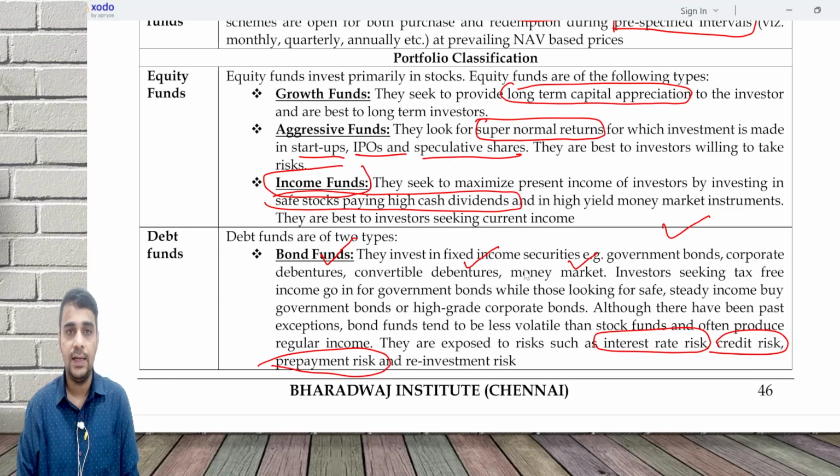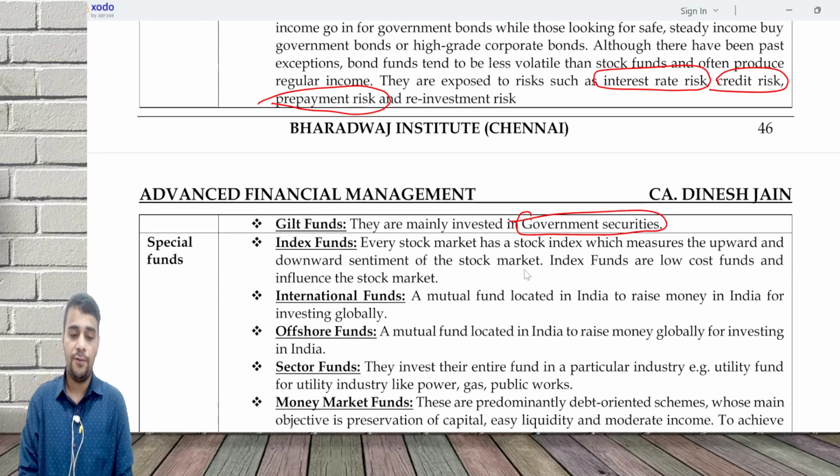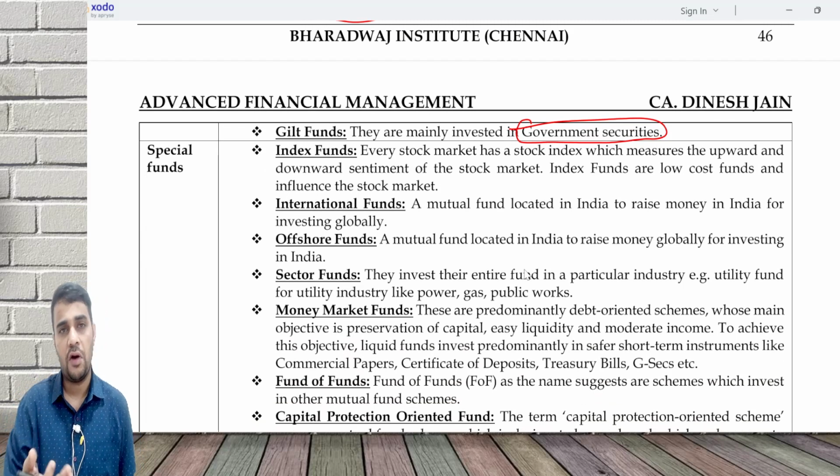Another category is gilt fund. Gilt means they are going to invest in government security, only government security. Mainly invested in government security. So gilt funds are mainly invested in government security. Special funds, there are a lot of lists which are there. I can keep adding more lists also.